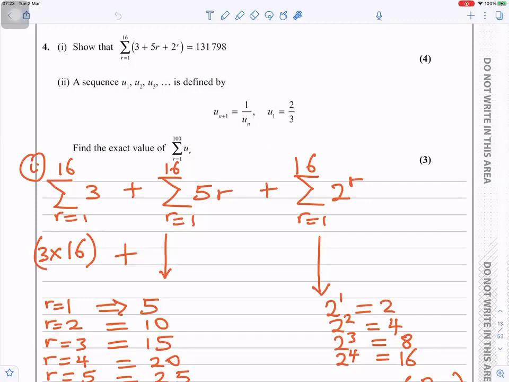So for the first one, from r equals 1 to 16, it's just the same as 3 times 16. Because it's like writing 3 sixteen times. 3 plus 3 plus 3 plus 3 plus 3, 16 times. So you just do 3 times 16 for the first one.